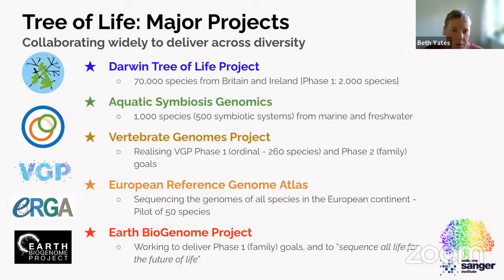We are part of several large major projects, including the Darwin Tree of Life, which is aiming to sequence 70,000 species from Britain and Ireland; the Aquatic Symbiosis Genomics Program; the Vertebrate Genomes Project; ERGA, the European Reference Genome Atlas; and the Earth BioGenome Project, which has set itself the not insignificant task of sequencing all life for the future of life.